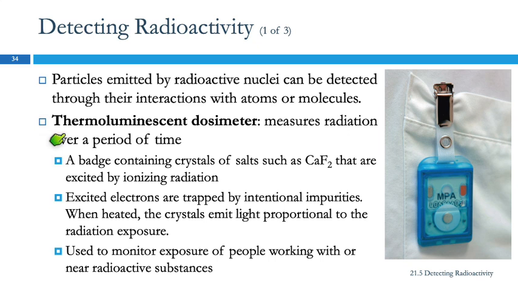One method is using a thermoluminescent dosimeter. So dosimeter, this is measuring the dose of radiation. And so these are generally in the form of a badge that someone working with radiation would wear on their lab coat. And it's going to collect radiation as the person is working with it. And so at a certain period of time, it could be a week, a month, the badge will be analyzed to see how much radiation the person has been exposed to make sure that they're within a safe level.